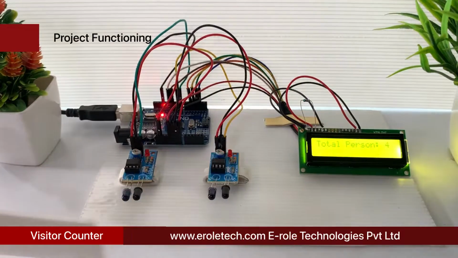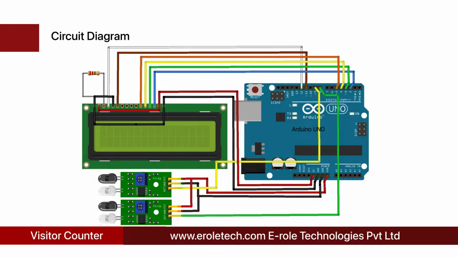It can also be used at gates of parking areas and other public places. The device counts the total number of people entering through the gate and also the total number of people leaving through the same gate. And finally, it counts the total number of people currently present inside the room. Here is the connection diagram of this project.